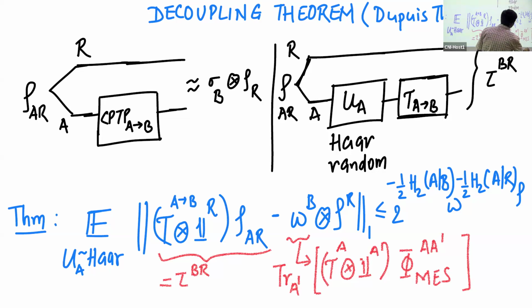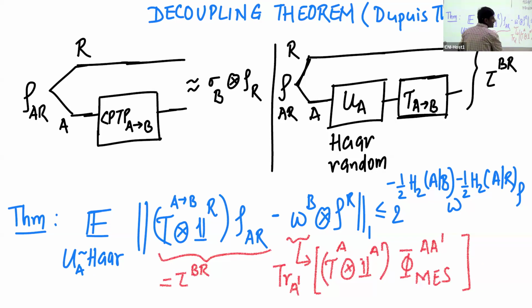The resultant state is on system B and R, because after this, the channel has mapped the system A to B. So I get a state on system BR. And I want to see when it can happen that this state is close to a state of the form something on B, tensor something on R. So this omega B is nothing but the reduced state of the Choi matrix of the channel A.